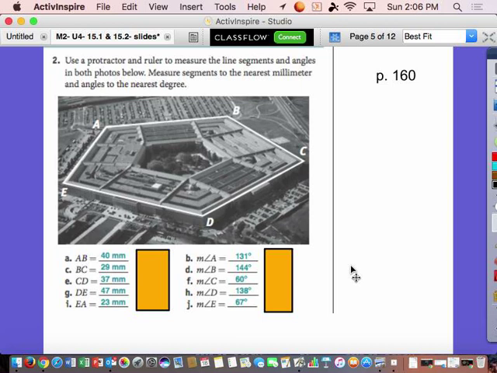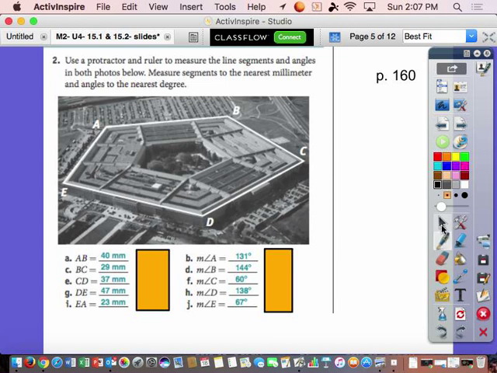Are you back? Great. So I went around with my own handy-dandy ruler and measured those. AB, which would be this side from here, A to B is 40, B to C, 29, C to D, 37, D to E, 47, and E to A, 23. And then I measured the angles.